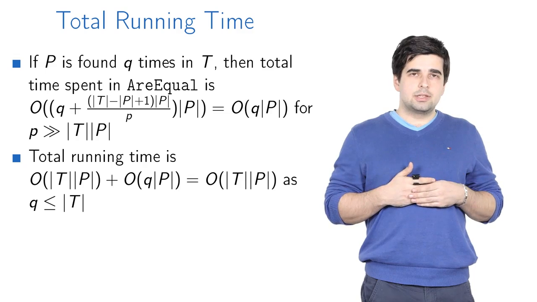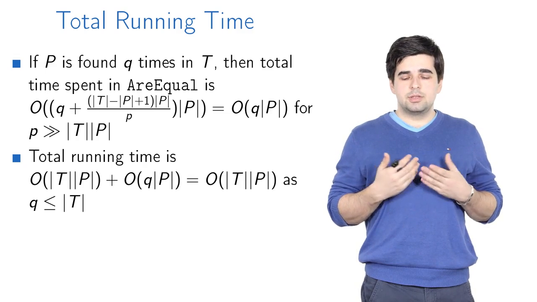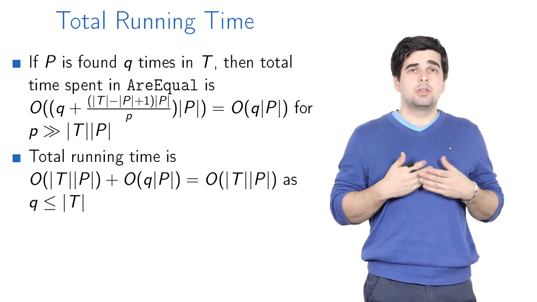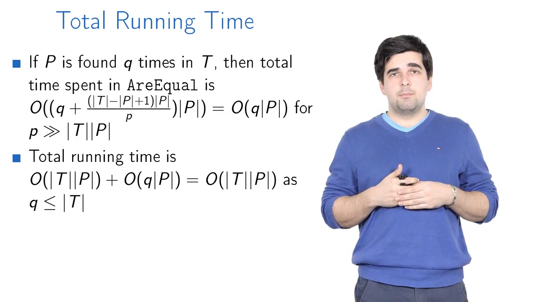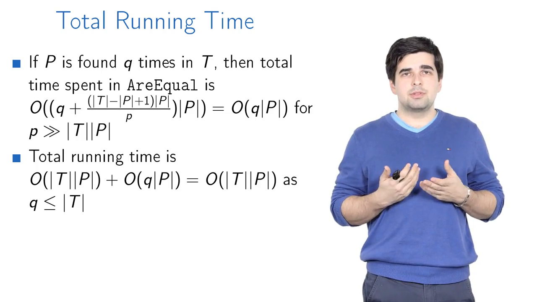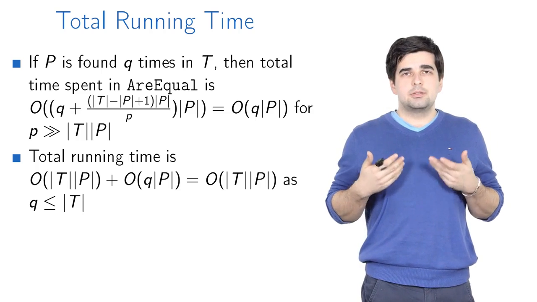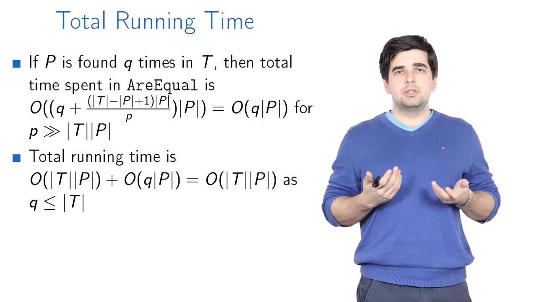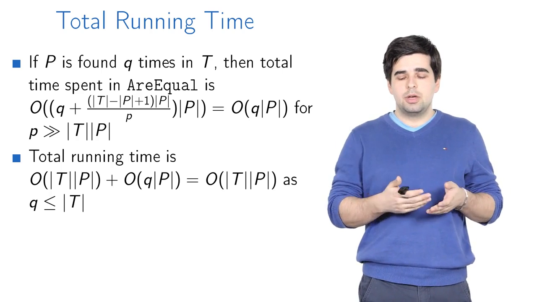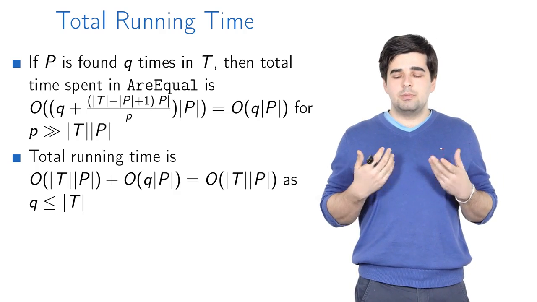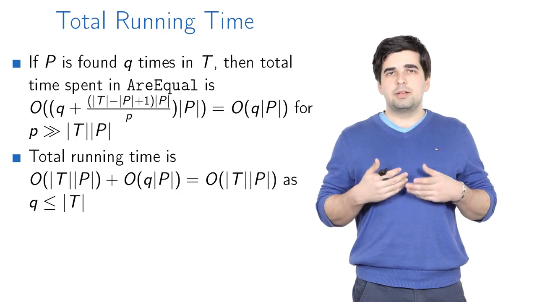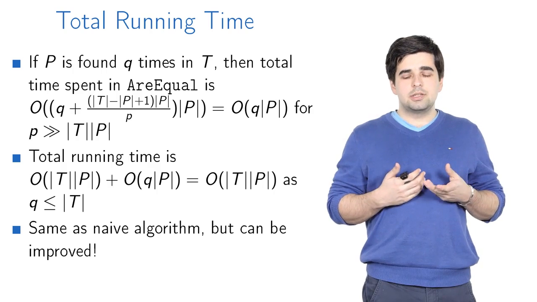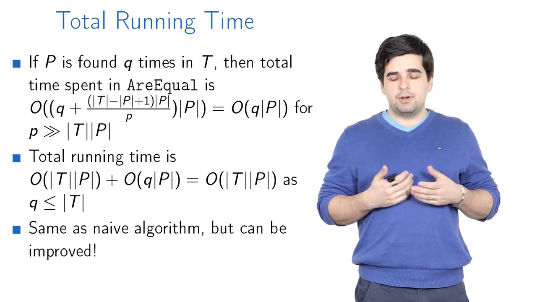And now the total running time of the Rabin-Karp's algorithm in this variant is big O of length of text multiplied by length of pattern plus q multiplied by length of pattern. But, of course, we know that the number of times that pattern occurs in text is not bigger than the number of characters in text, because there are only so many different positions where the pattern could start in text. So this sum is dominated by the summand big O of length of text multiplied by length of the pattern. So this is basically the same running time as our estimate for the naive algorithm.